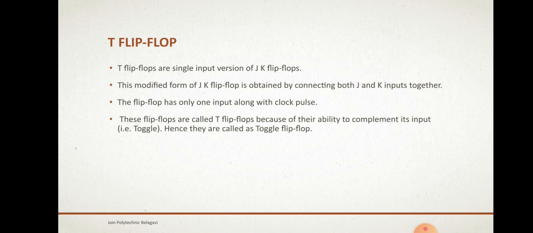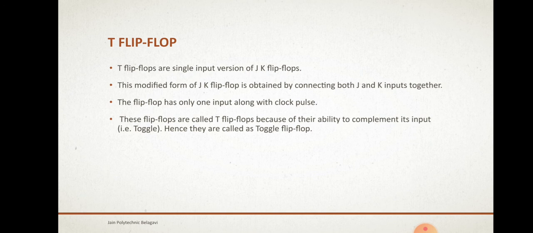When T equal to 1 and clock equal to 1, the flip flop complements its output regardless of the present state of the flip flop. In this case, the next state is the complement of the present state. When T equal to 0, there is no change in the state of the flip flop. The next state is the same as the present state. So these are called T flip flops because of their ability to complement, that is, toggle. Hence they are called toggle flip flops.